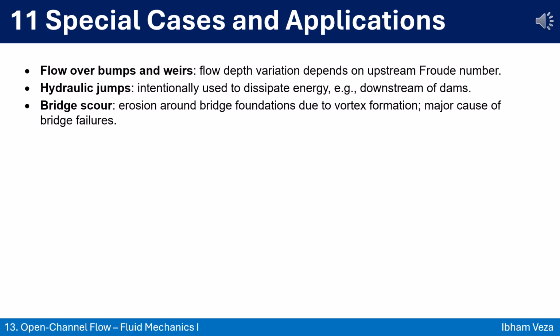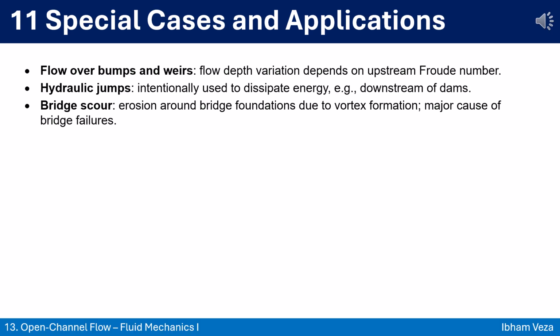Hydraulic jumps, often seen as chaotic, are actually intentional tools in water engineering. They are strategically used to dissipate energy, especially downstream of dams and spillways. The violent turbulence they produce helps protect downstream channels from erosion. In this context, turbulence is your friend, not your enemy.